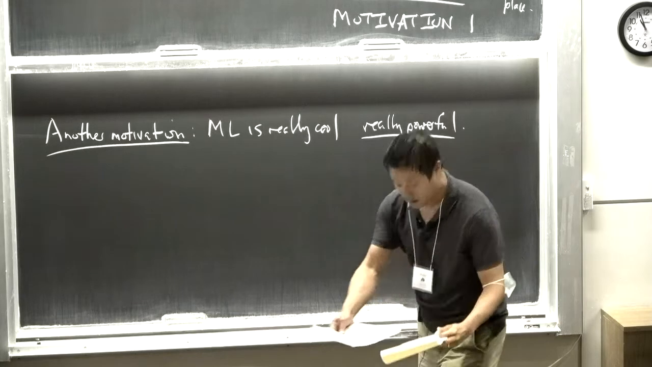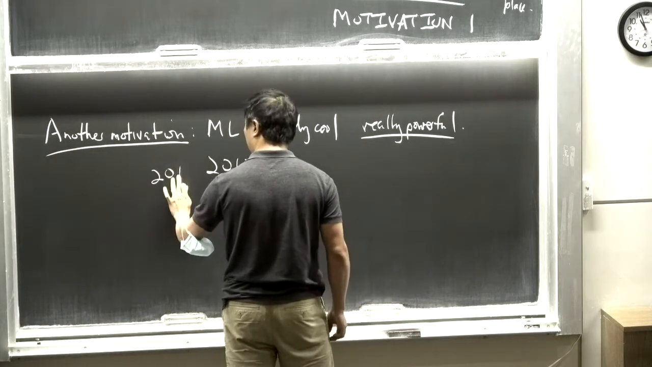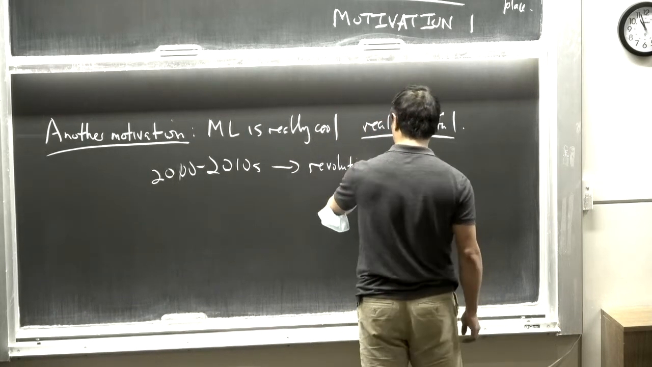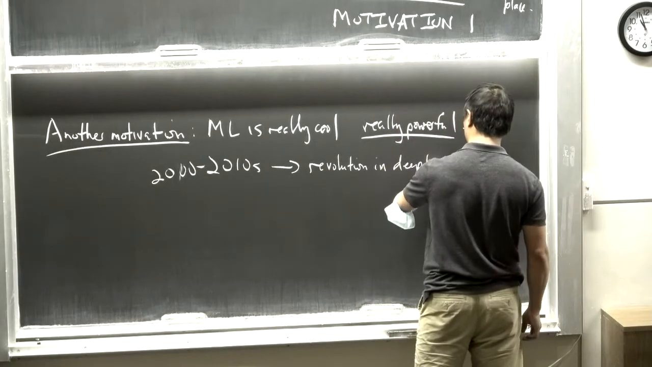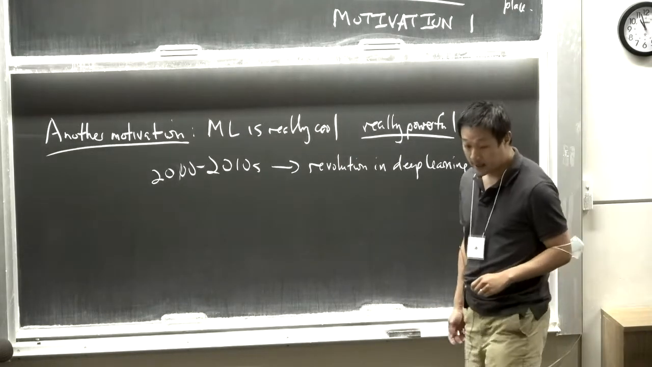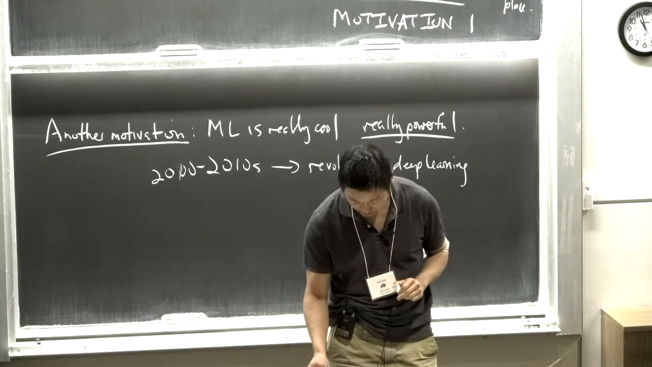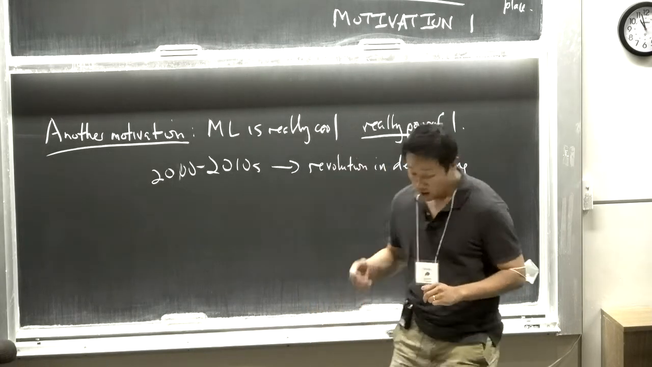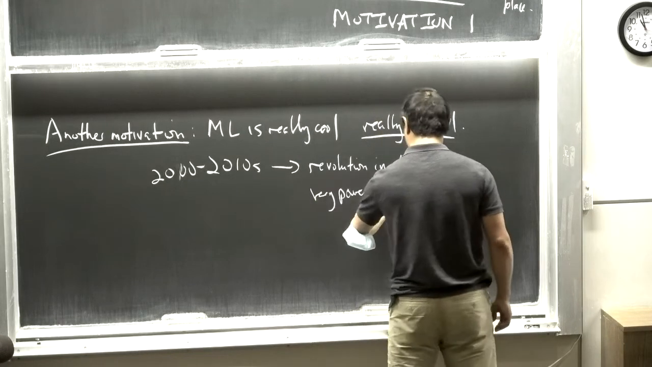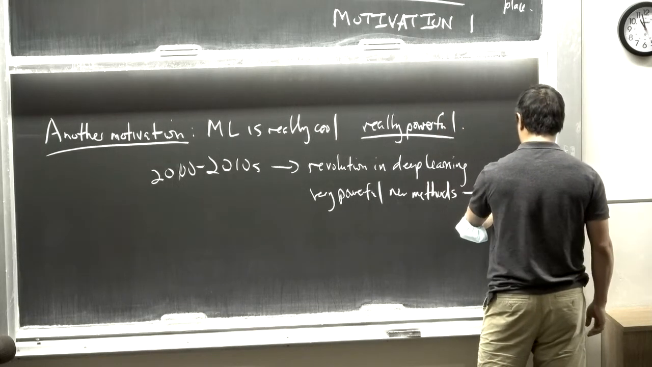And you probably know, but in the 2010s, with precursors in the 2000s, there was a revolution in deep learning. And of course, that's propagated to our everyday lives in many different ways. We still don't have self-driving cars, but we do have Siri. And so we have very powerful new methods just waiting to be applied to the data that we care about.